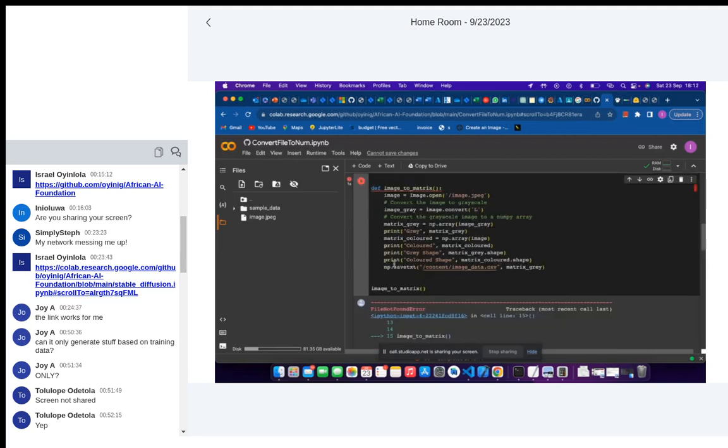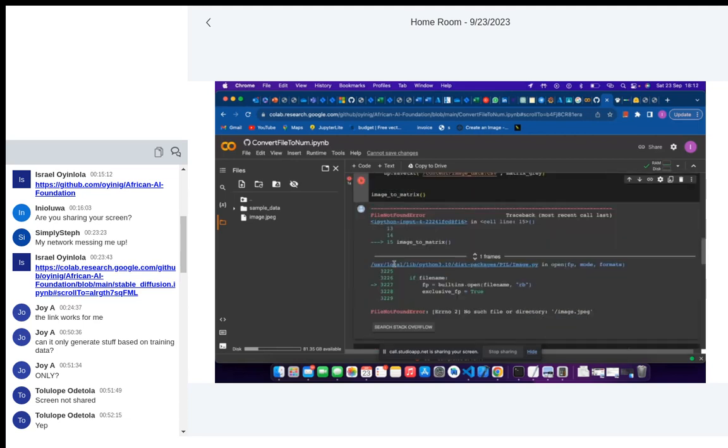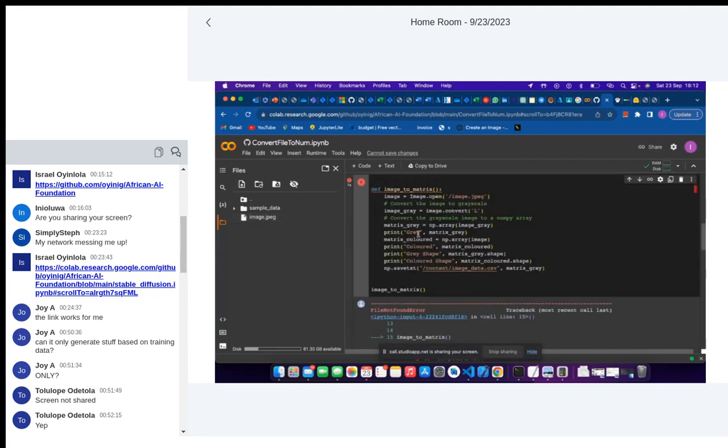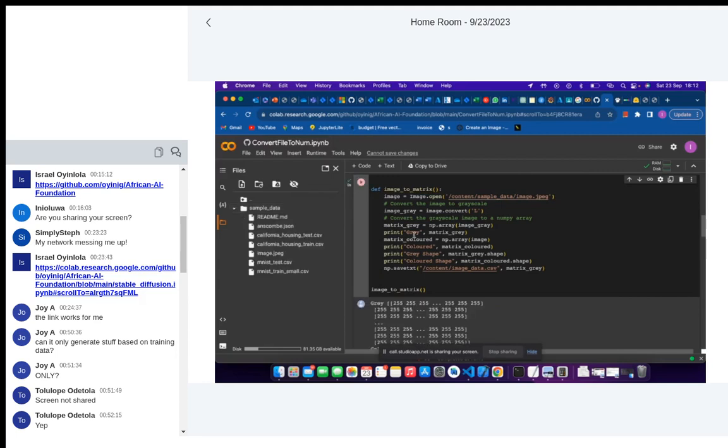It's complaining about... hold on. I think I'm not getting the path right. You know what? Let me put it in the sample data and then run it. Okay, fantastic.